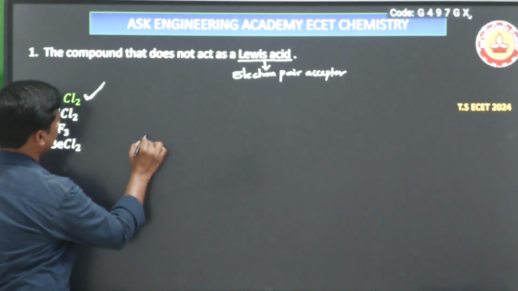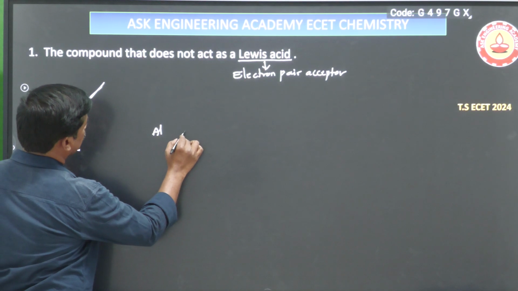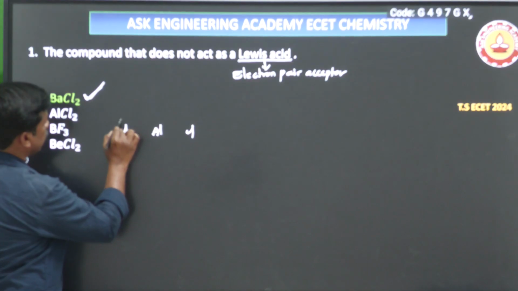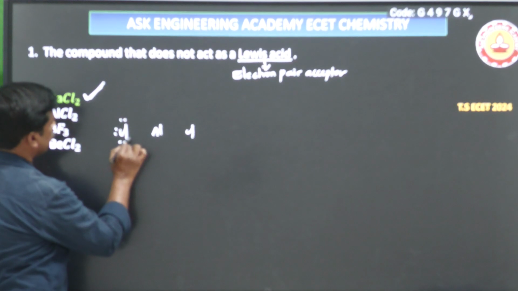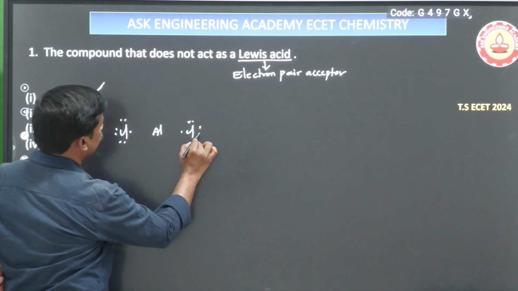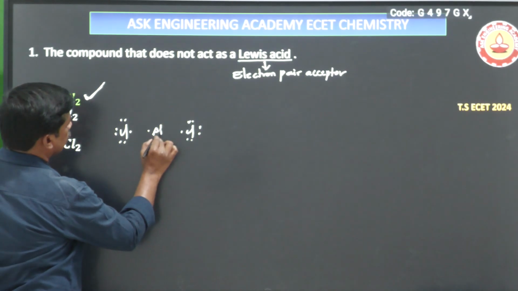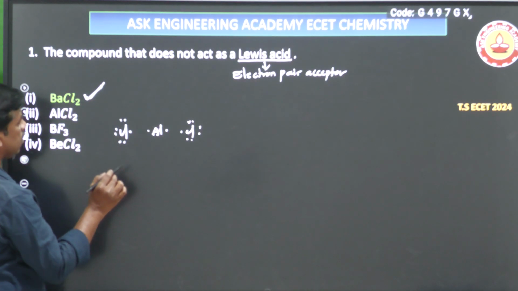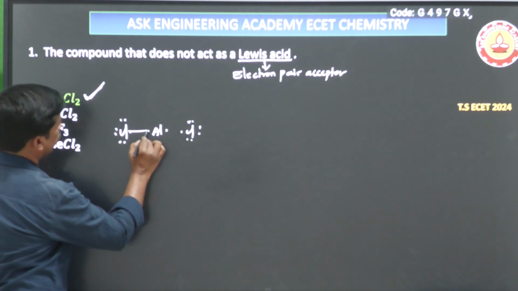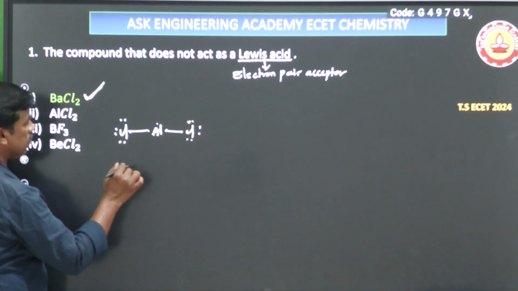Check one: AlCl3. You can take it as an example. Chlorine belongs to the 7th group, so it has 7 electrons. Aluminium belongs to the 3rd group. Here they form AlCl3. Here bonds are formed, and one more electron is there, but this is also electron deficient.